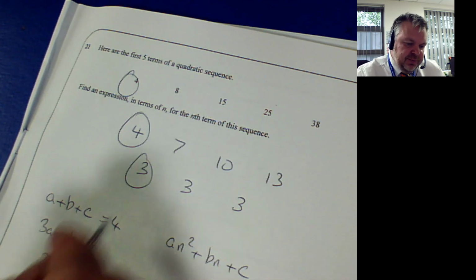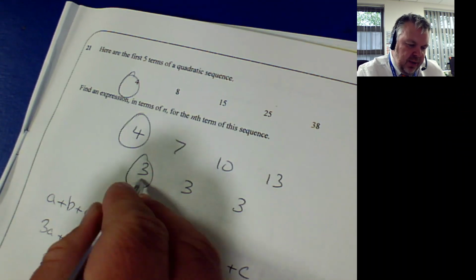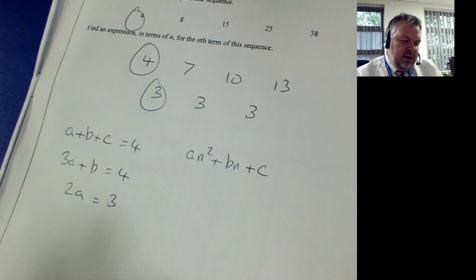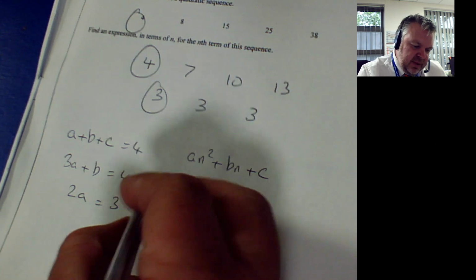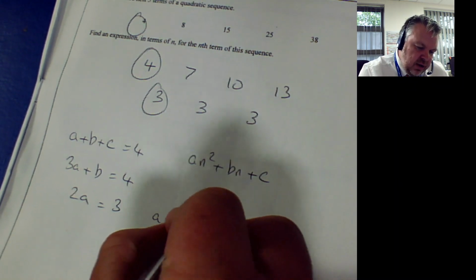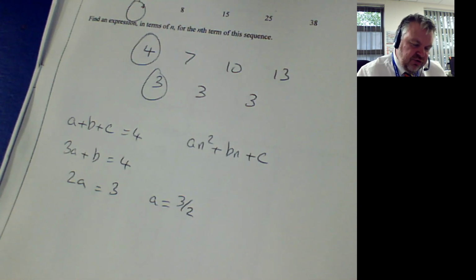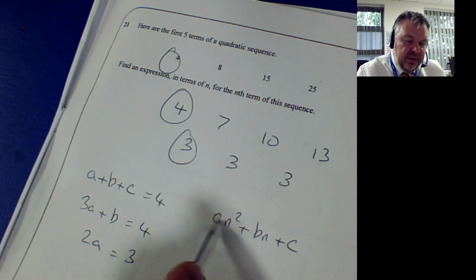So a plus b plus c is 4, 3a plus b is 4, and 2a is 3. Now we just need to solve these equations, starting at the bottom, working your way up. A is 3 over 2. So straight away, I can start in my bottom line to write that the quadratic sequence is 3 over 2 n squared.